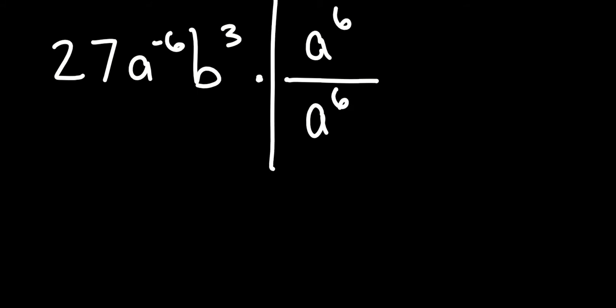Now you can look at it and say, yeah, you're right. That is the number 1. A to the 6th over a to the 6th is equal to 1. But how in the world does that help us? Well, what happens is now when I've got this a to the negative 6 and I multiply it by a to the positive 6, that becomes a to the 0 power.